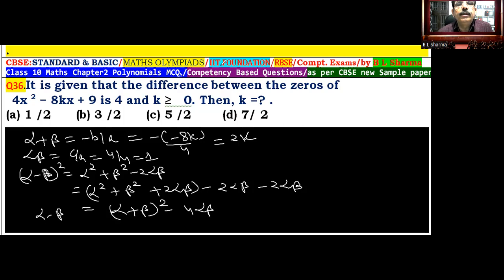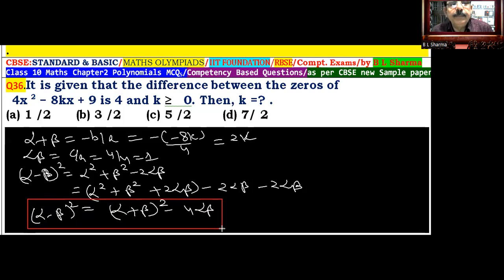Please learn this identity: alpha minus beta whole square is equal to alpha plus beta whole square minus 4 alpha beta. This is a very important identity. It establishes the relation between alpha plus beta and alpha minus beta.